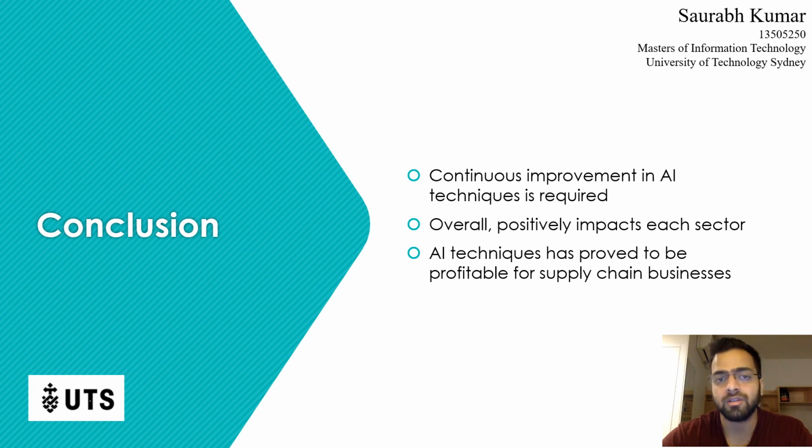As a conclusion of our research, we can say that the improvement of AI techniques and their application in supply chain management is a continuous process. AI has tremendously changed the way the industry works, and overall it has a positive impact on each individual sector, making every process more efficient. As a result, AI techniques have proved to be profitable for supply chain business.